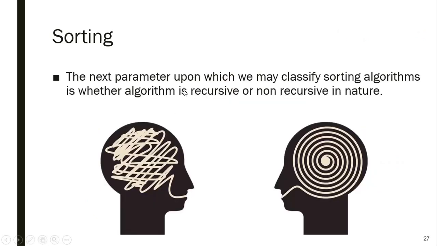The next parameter upon which we may classify sorting algorithms is whether the algorithm is recursive or non-recursive in nature. Meaning by design it is recursive or non-recursive, not by implementation. So keep it in mind. Sometimes we can implement an algorithm written in an iterative manner in the form of recursive functions, and the other way around. But I am just talking about their design and their nature, not their implementation.